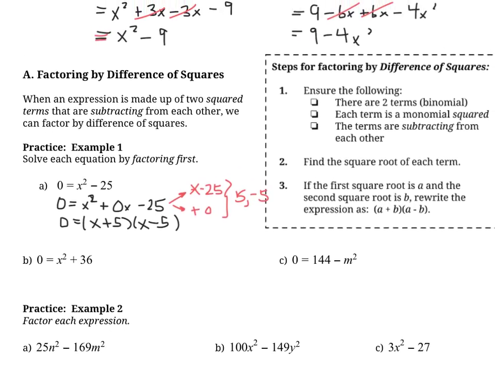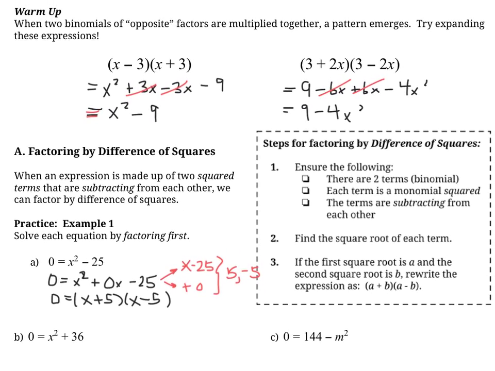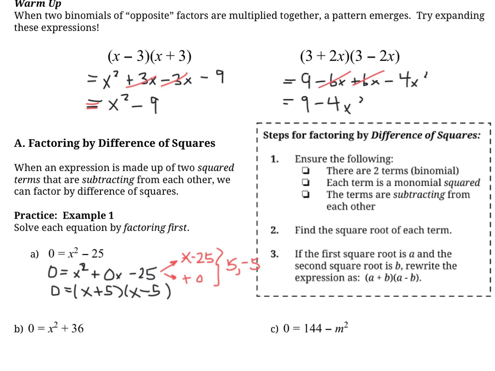Taking a look at this example versus the examples we were just working on, we have one of those conjugate examples where we have two opposite factors, and when you multiply them, we got this. So can we start to recognize when the answer is going to be these two conjugate factors? Can we start to recognize when we have a squared term minus another squared term, it's going to look like this, just like it did here and just like it did here: a squared term minus another squared term.